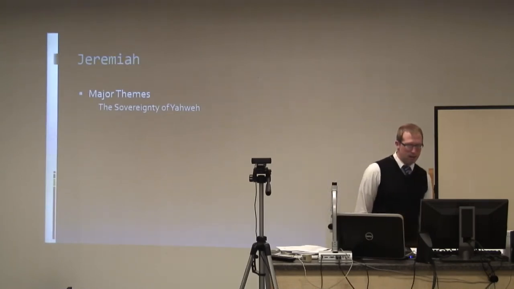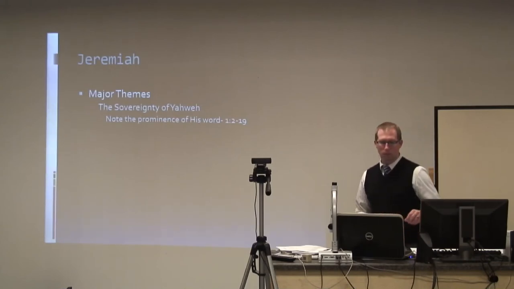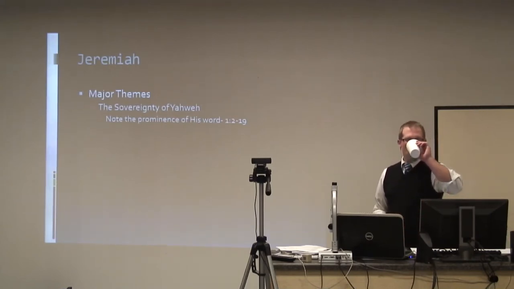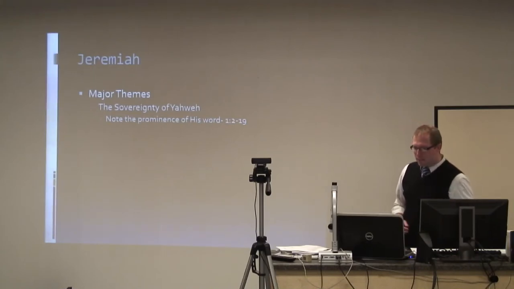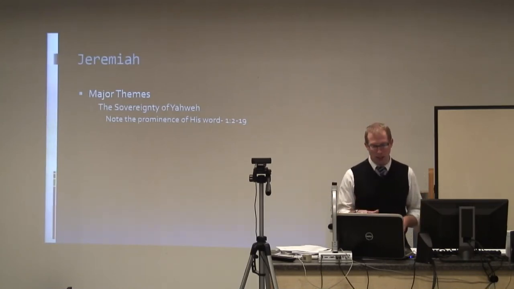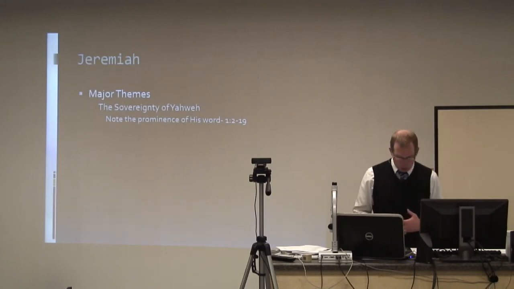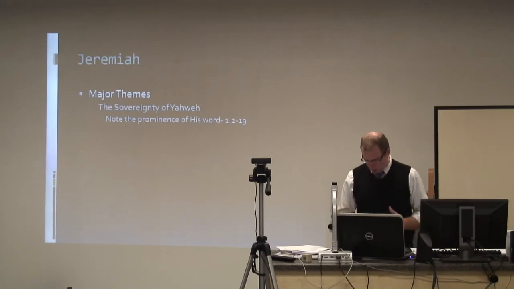First of all, we see that God is the one who is in control. He is sovereign. And along with his sovereignty, the prominence of his word. What God says is what's going to happen. You can look at Jeremiah chapter 1. We won't take the time to read through that, but you can read through Jeremiah chapter 1, verses 2 through 19, and it kicks off with the prominence of God's word. And that is a major theme as well that points to God's sovereignty.